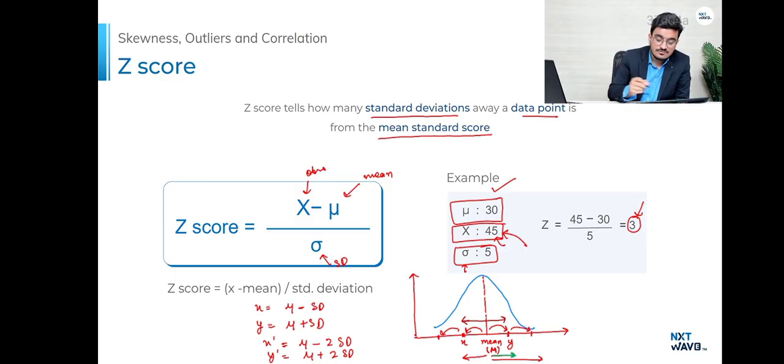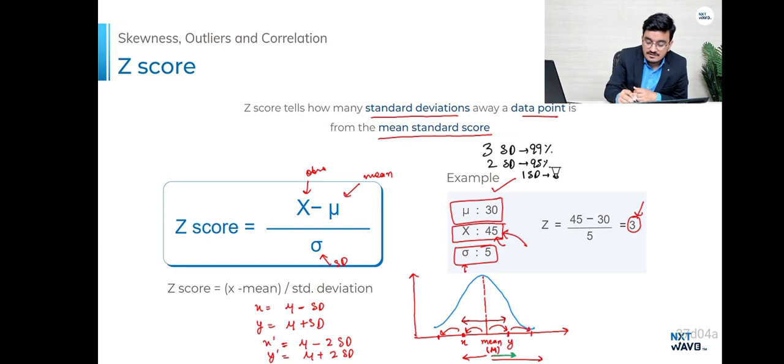Generally, in most of the data distributions, 3 standard deviations will cover around 99% of our data. So 99% of our data will fall within 3 standard deviations. 2 standard deviations will cover roughly around 95% of our data, and first standard deviation will roughly cover around 65 to 68% of our data.